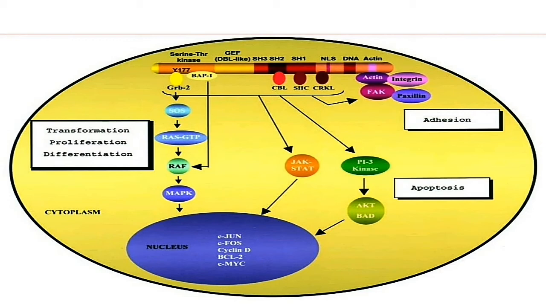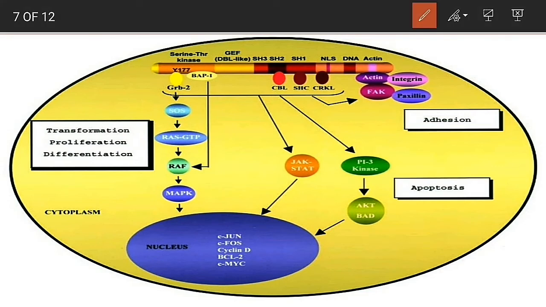Now this activation of the different pathways is mediated through a series of adapter proteins, which are GRB2, CBL, SHC and CRKL.